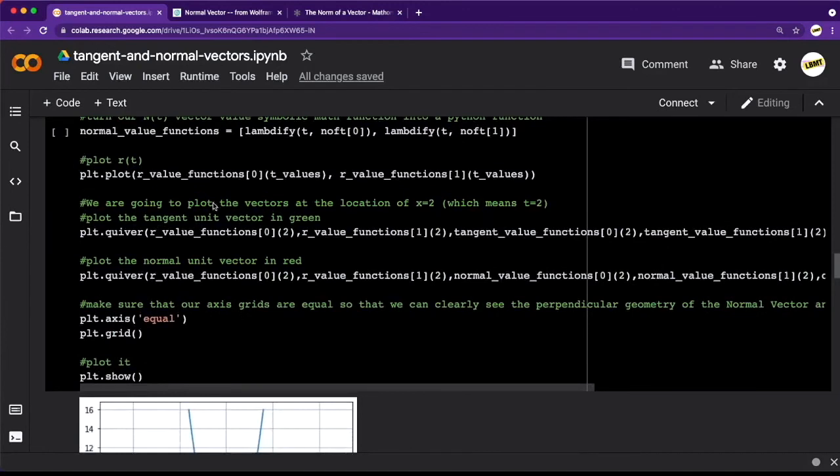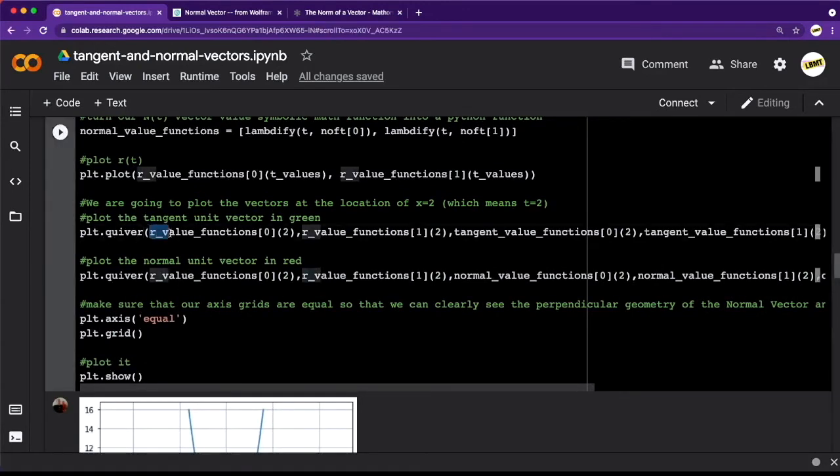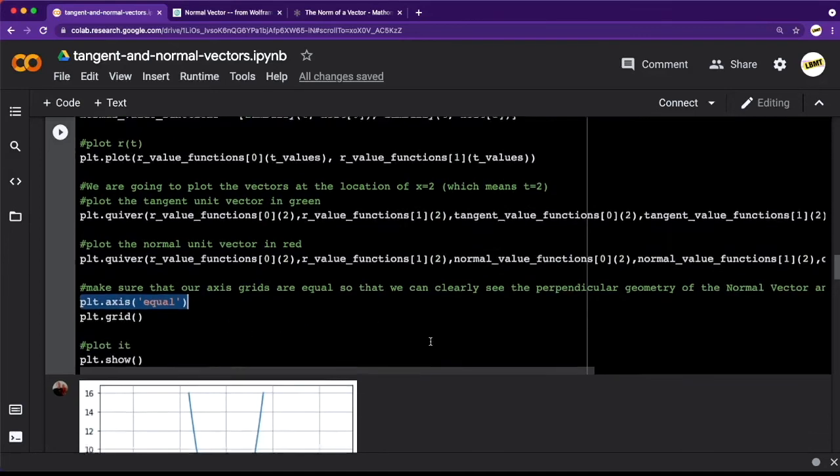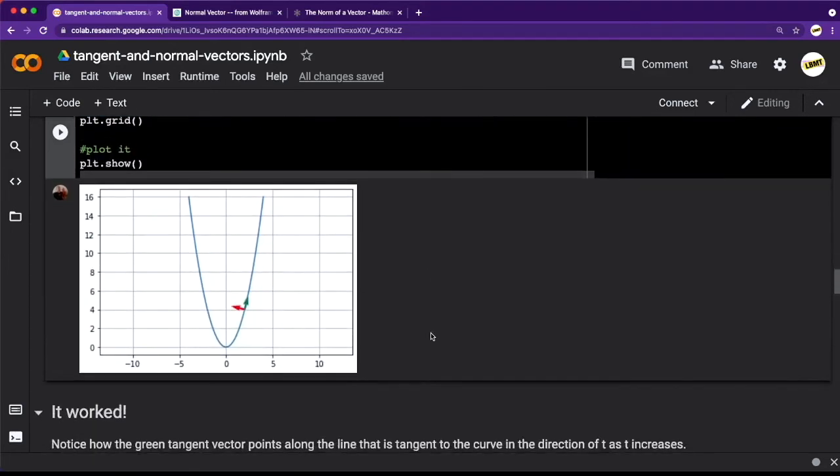So we're going to plot r of t. We're going to plot the two vectors. This vector right here is our tangent vector, and then this vector down here is our normal vector. And then we're going to set the axes to be equal so that they're at the same scale. That's going to make sure that things look as we want them to geometrically when we actually plot it. So let's plot it and see how it looks.